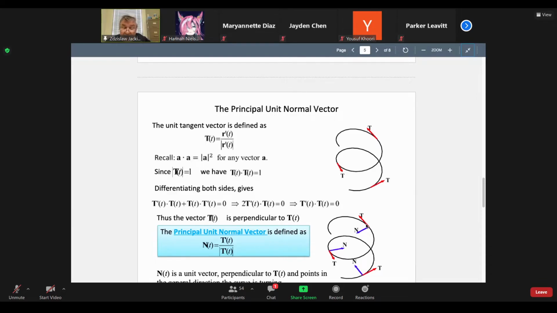If you are an engineering student, you'll have mechanics courses. If you have already had mechanics courses, you probably saw this already. But usually you take those mechanics courses after you finish calculus. So you will see a lot of applications. One application is in mechanics, physics, velocity, acceleration.